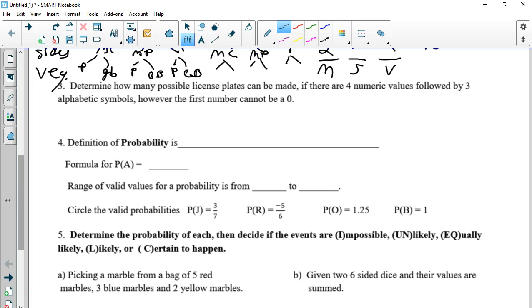Same kind of problem. Determine how many license plates can be made if there are 4 numeric values followed by 3 alphabet symbols. Stop me right there. I think the dash method really makes this easy. So first off, I have 4 numbers, and I put numbers. And then there's alphabet symbols. 1, 2, 3, and I put letters.